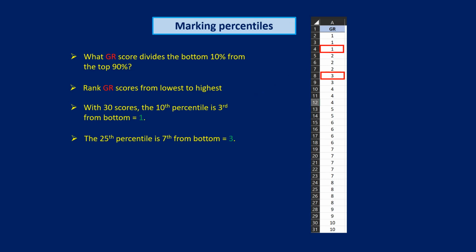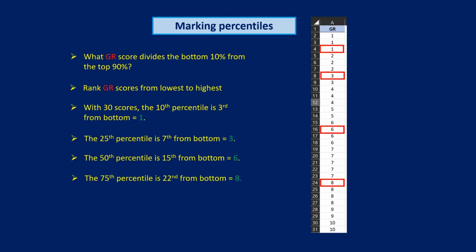The score at the 25th percentile is the one that divides the bottom 7 scores from the top 23, and that score is 3. The score at the 50th percentile divides the top 15 from the bottom 15, and that score is 6. The score at the 75th percentile is 8, and the score at the 90th percentile is 9.